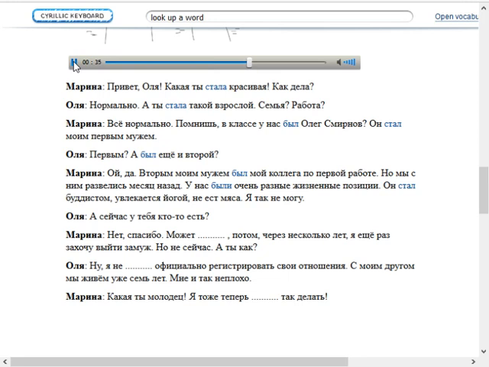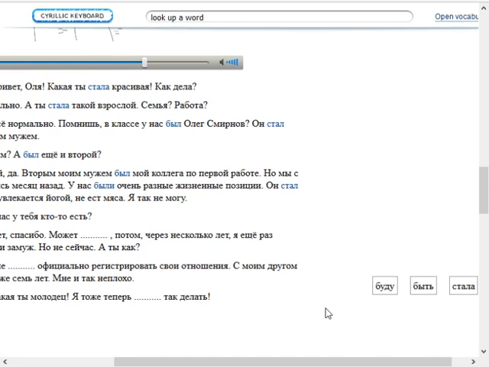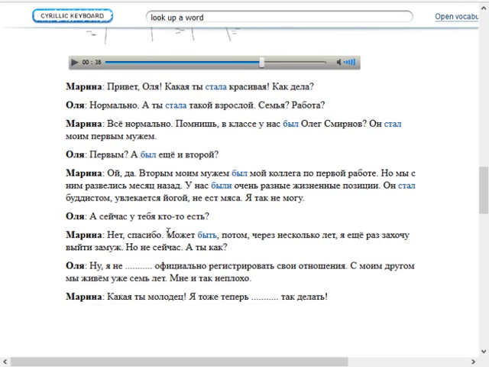Может быть, потом, через несколько лет, я еще раз захочу выйти замуж. Может быть. So, literally, may be or can be. So it may be after some years, I again will want to get married, но не сейчас, but not now. А ты как? And how are you?